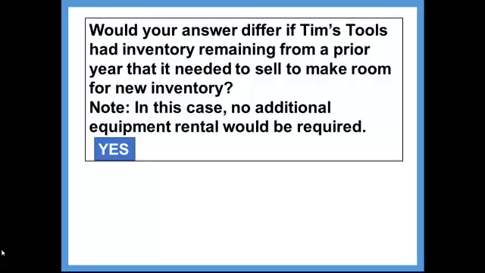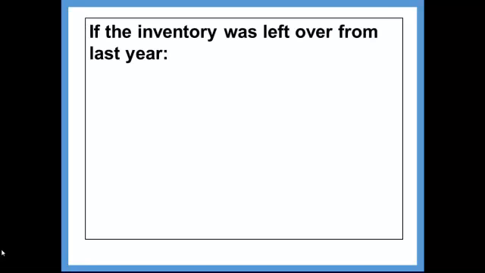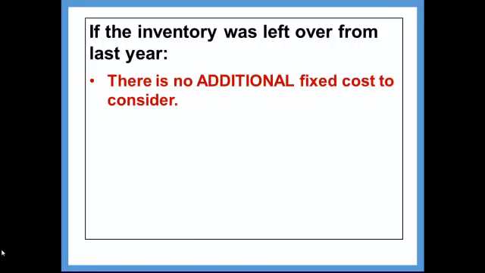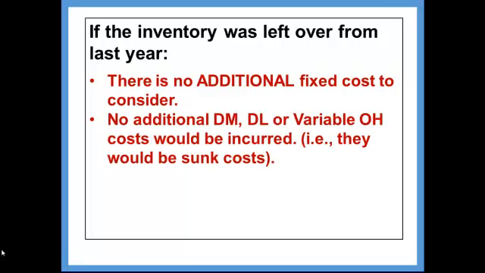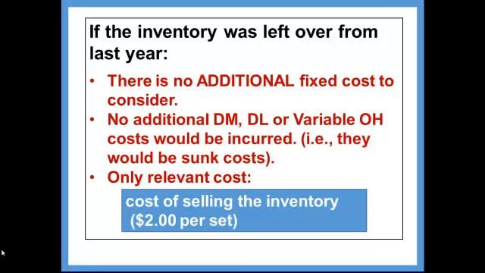So let's think about what cost would be incurred to sell this inventory. If the inventory was left over from last year, there's no additional fixed cost to consider. You're not going to have to rent equipment to produce it, and the $30,000 original fixed cost is not going to change. But the key here is that there would be no additional direct material, direct labor, or variable overhead cost. These units would have already been produced. So the only relevant cost is the selling cost. That is the $2 per set.